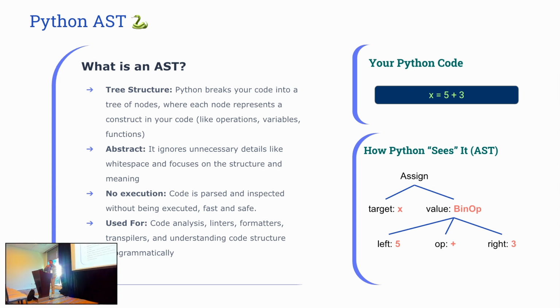And we can take a look at an example, a very simple one. We have an assignment statement to the right, x = 5 + 3, and basically what AST is doing is creating a tree out of it.